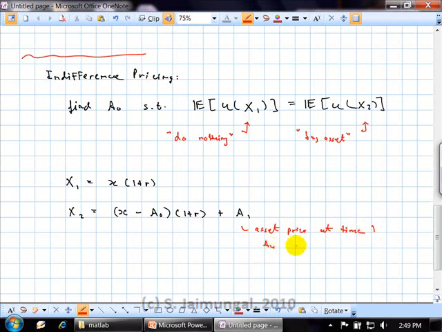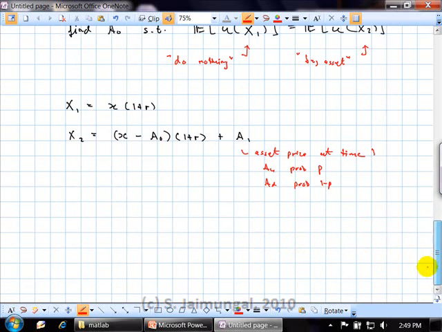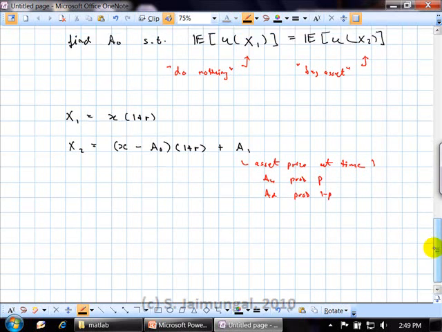Okay, so it's AU with probability P and AD with probability 1 minus P. Make sense? Okay, so now we simply compute those two expectations. So the left-hand side, we already know what that is. That's a constant. It's e to negative gamma, little x, 1 plus r, all over gamma.